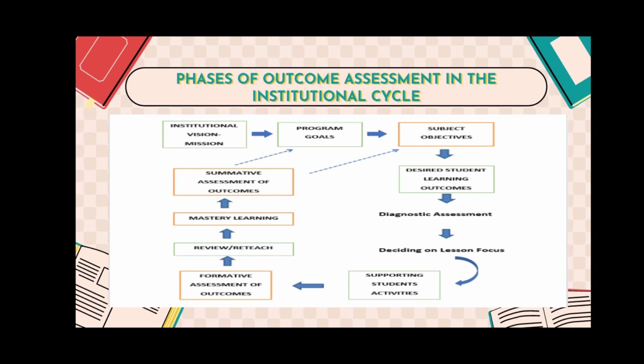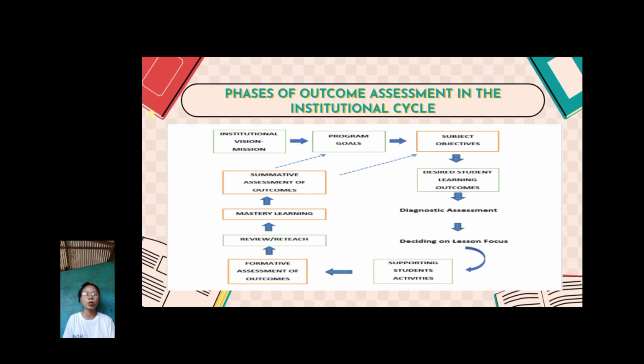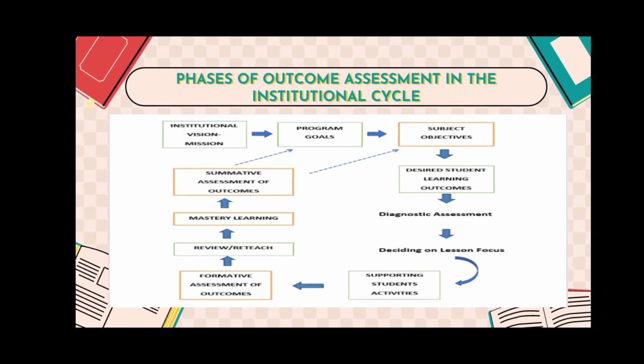And let us continue to another phase, which is the desired student learning outcome. Desired learning outcomes are statements of significant and essential learning that learners have achieved and can reliably demonstrate at the end of the course or program. In other words, learning outcomes identify what students would know and be able to do by the end of a course or a program.